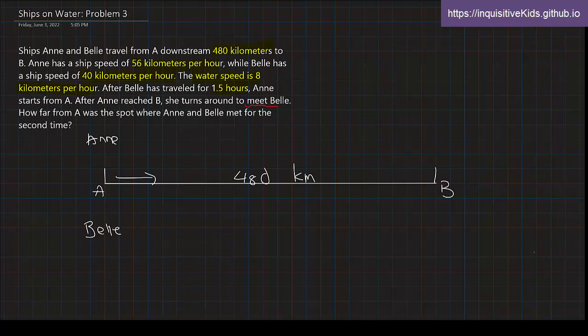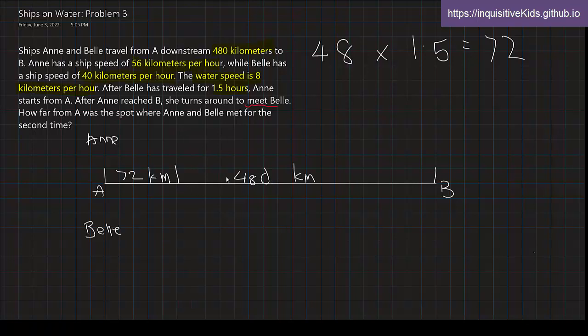So we know that after Belle has traveled for 1.5 hours, Belle would be somewhere here now, and Anne starts from A. So Belle kind of has a head start. And how would that head start be? Well, her downstream speed is 48, right? 40 plus 8. And it's for 1.5 hours, and that equals 72. So that would be 72 kilometers.